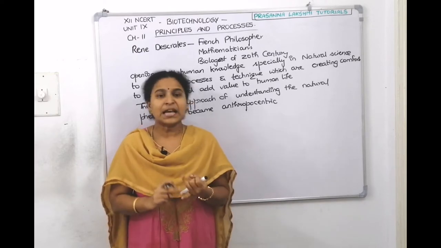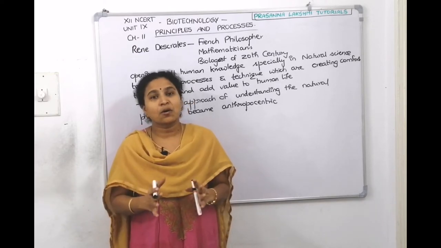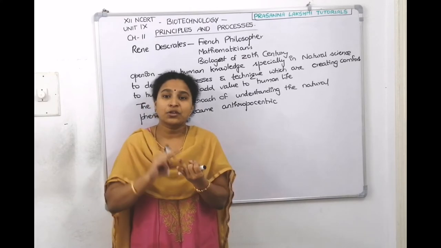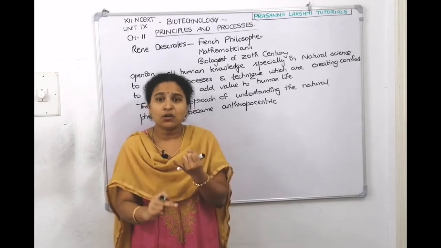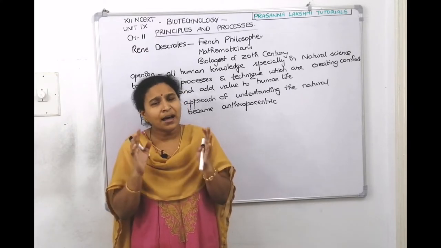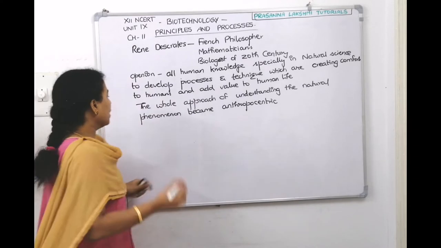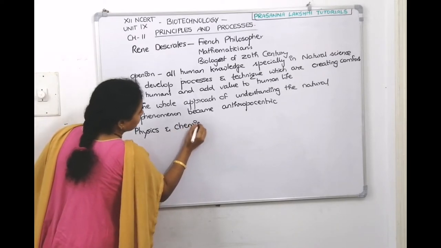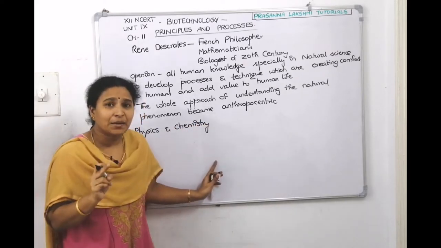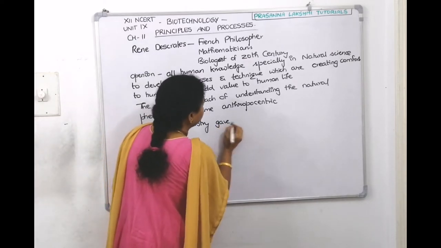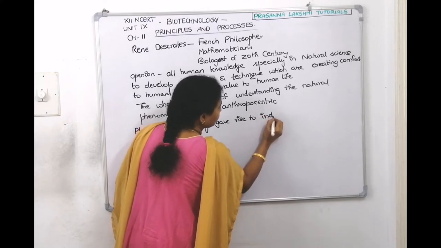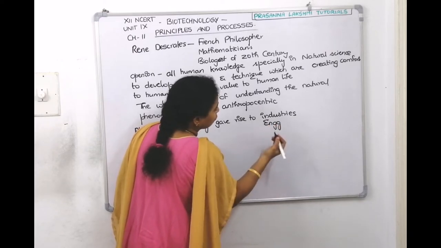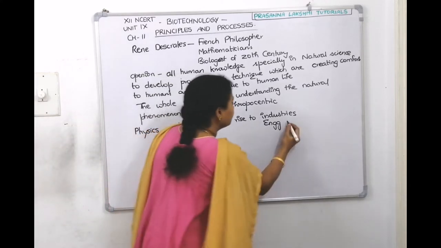Now, he tells that physics and chemistry are applied sciences, right? Botany and zoology are natural sciences. Physics and chemistry only gave rise to industries, engineering and technology. But this engineering, the industries and technology are all working towards human comfort and welfare only. So he is telling that branches like physics and chemistry gave rise to industries, engineering, and we can tell technology also.